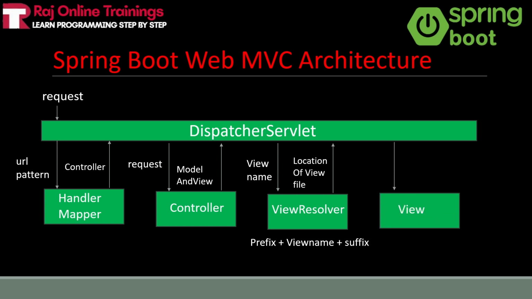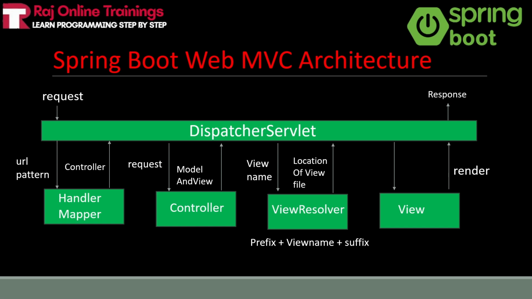Based on the location of the view file, dispatcher servlet is going to invoke the view. So the view can be a JSP file or it can be a Thymeleaf file. By using Thymeleaf also, we can take care of the view part, which we are going to discuss in the next videos. Then the view is going to render the result back to dispatcher servlet, and dispatcher servlet is going to provide the response back to the client.